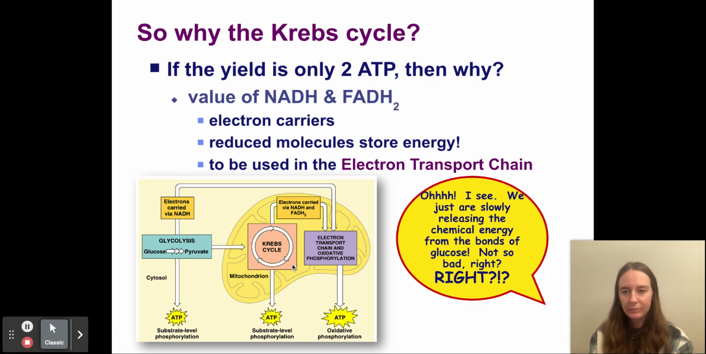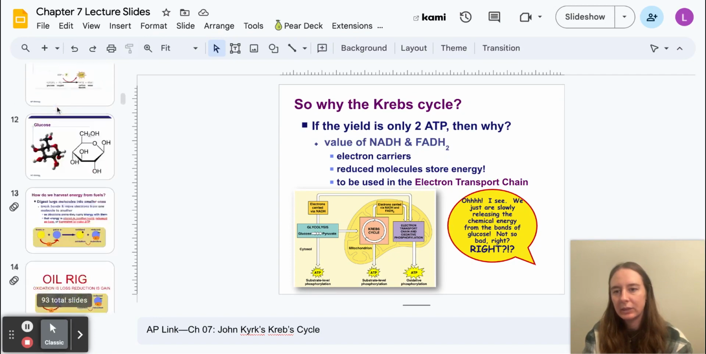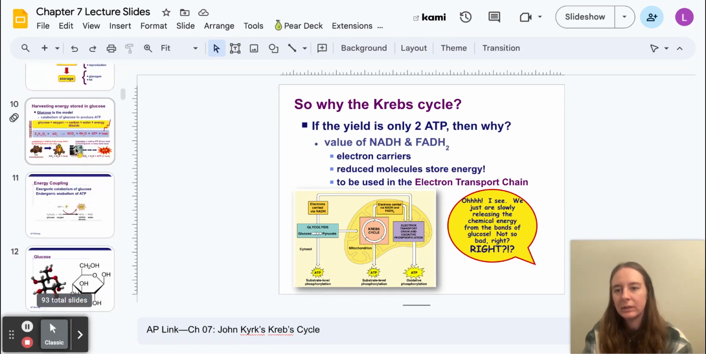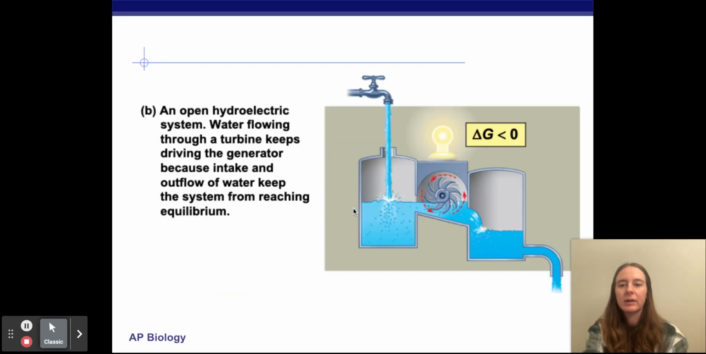If you think back to earlier in this lecture, we looked at these pictures. If you were to compare the breakdown of glucose, the oxidation of glucose, to a hydroelectric system where water is flowing through a turbine, if you took all the energy here and allowed it to flow down and generate and transfer energy here, once all the water's down here, it's lost all its energy, it's transferred all its energy here.